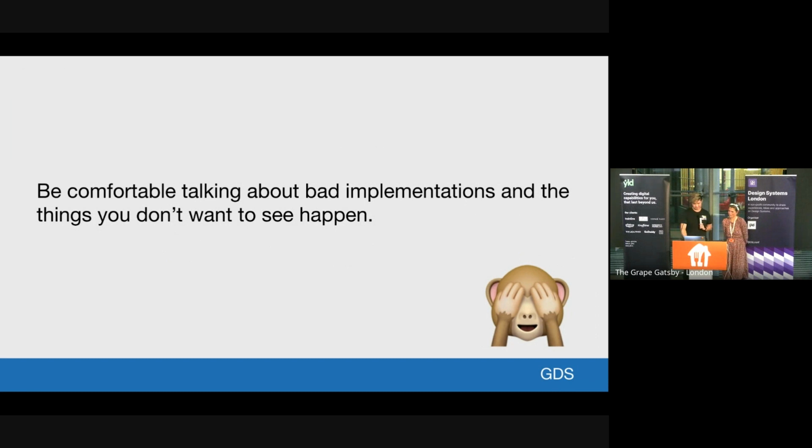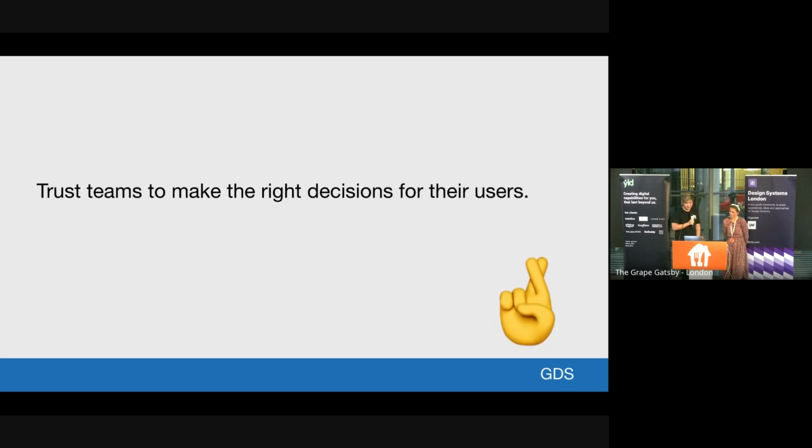Which brings me to my last point, that you have to trust teams to make the right decisions for their users. Sometimes it's not about getting teams to follow your guidance precisely and telling them what to do, but providing them with good information. Teams will use your design system in their own way, whatever's best for them. And you need to trust that they'll make the right decisions for their users.